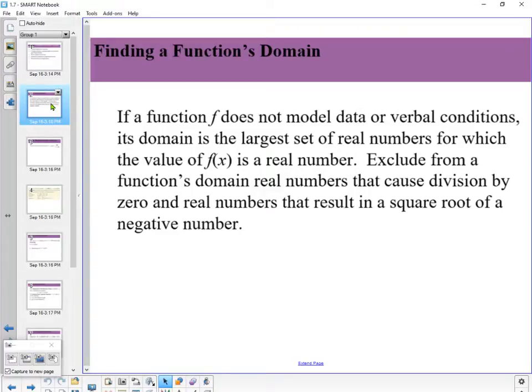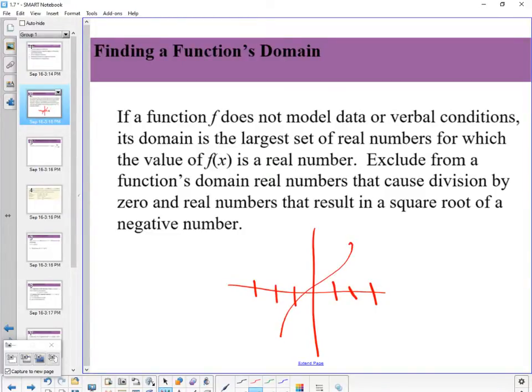So as long as some part of it exists, so let's say I kind of had 1, 2, 3, 1, 2, 3. I don't know, maybe it looks something like this. Well, this function only exists on the values of x from -2 to +2. Therefore, that would be my domain. Okay, that's what it's saying. Questions on that? Okay, cool beans.